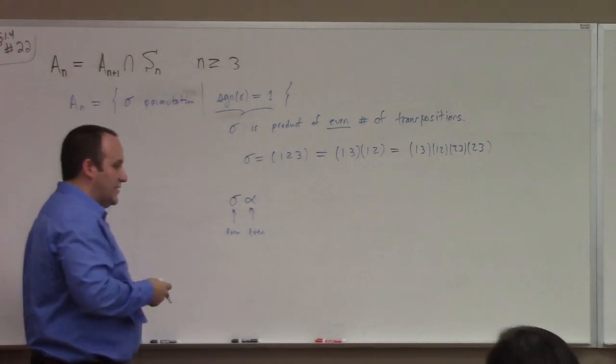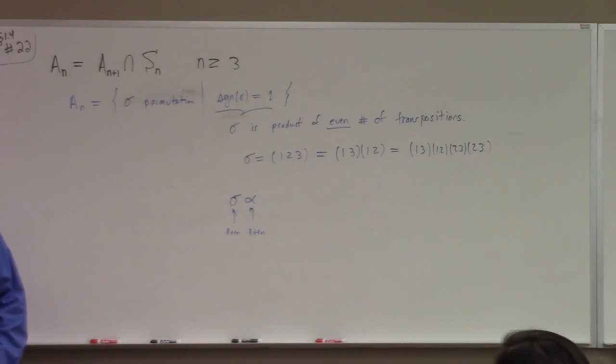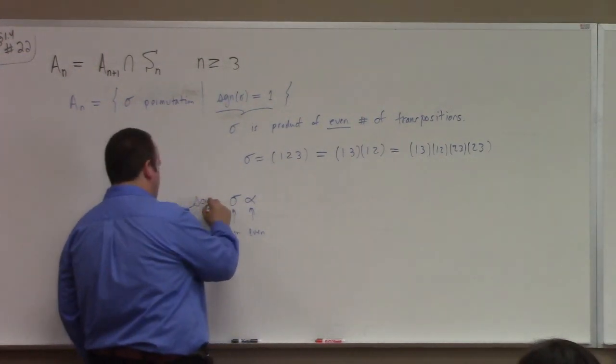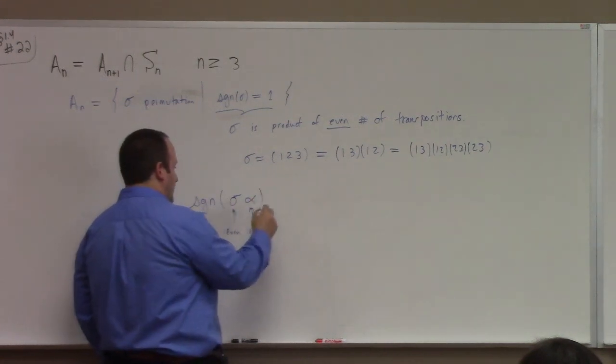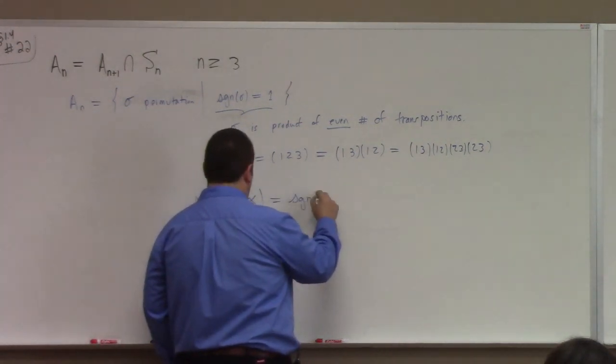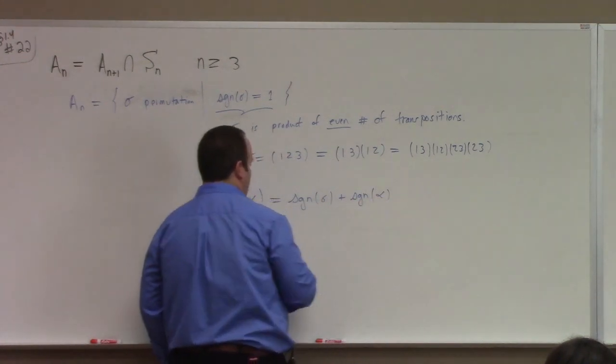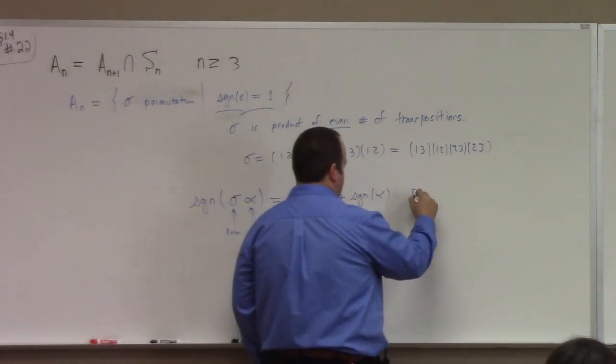Right, because you've got an even number of transpositions composed with an even number, you still have an even number of transpositions. So the formula basically is this: the sign of the composition is equal to the sign of sigma plus the sign of alpha mod 2.